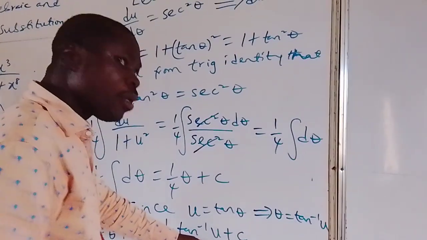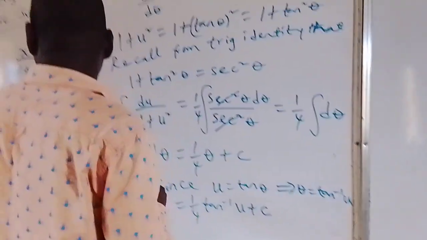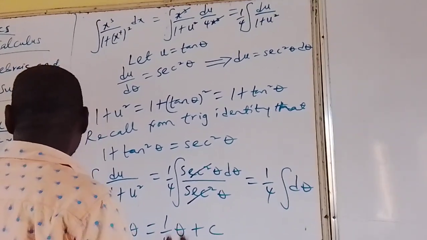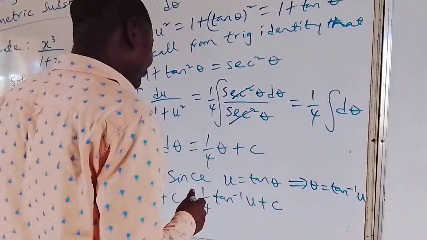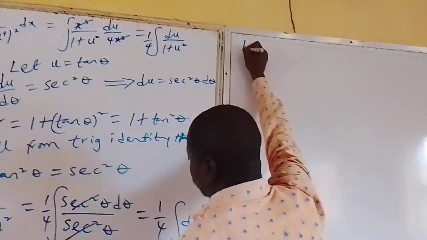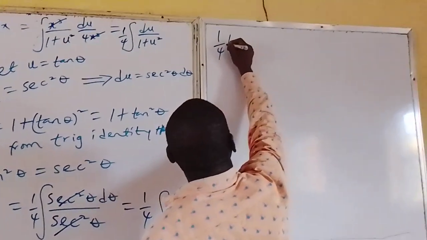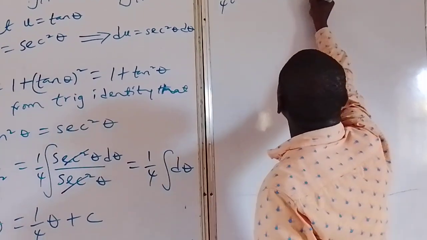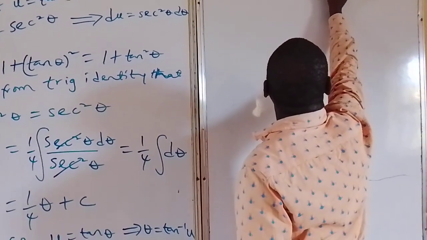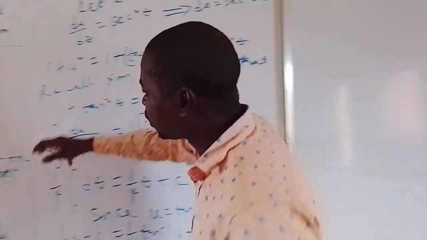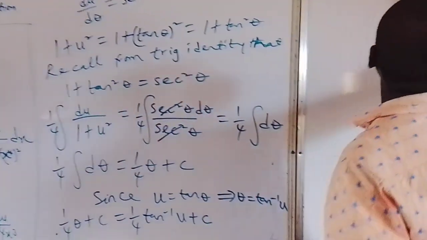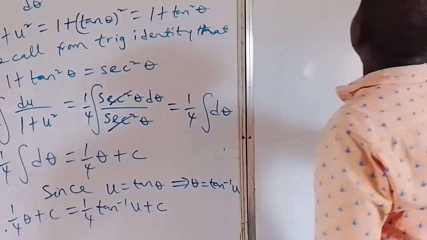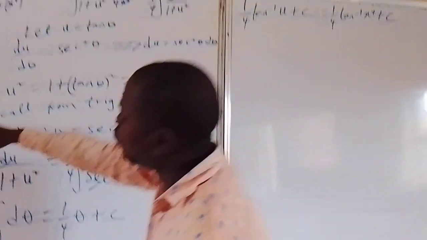Now we are not done yet. My u, again, from the onset, was represented as what? x raised to power 4. Because my answer must be in terms of x, we are integrating with respect to x. So this result becomes 1 over 4 arctan of u plus arbitrary constant, which is 1 over 4 arctan of, then my u from the onset was x raised to power 4. So 1 over 4 tan inverse of x raised to power 4 plus arbitrary constant. So that is the result of the integral.